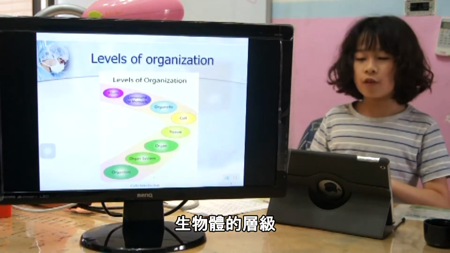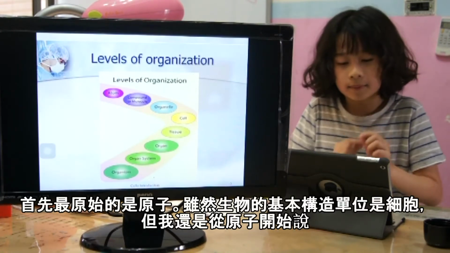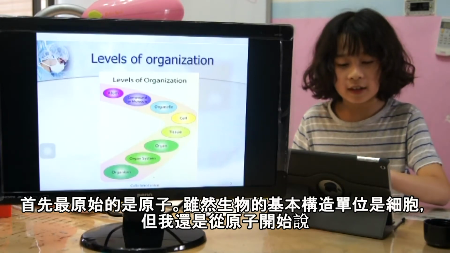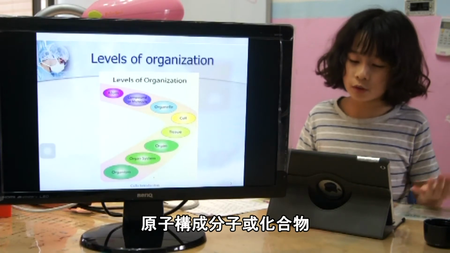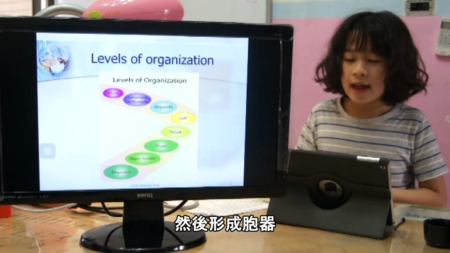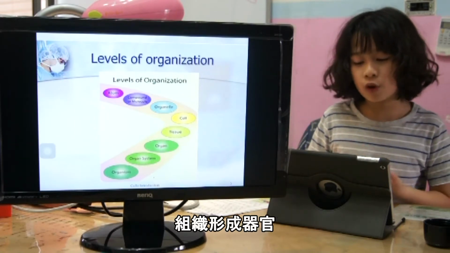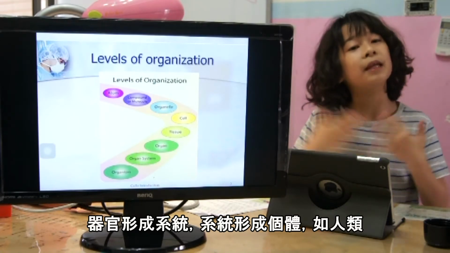What are the levels of organization? Well, you see, first is a little atom. Usually we just start at cells, but I'm talking from atom first. First is atom, many atoms form a compound or molecules, and then it's the organelles, and they become cells. Many cells form tissues, and tissues form an organ, and organs form a system, and then it's the organism, like people, like me.